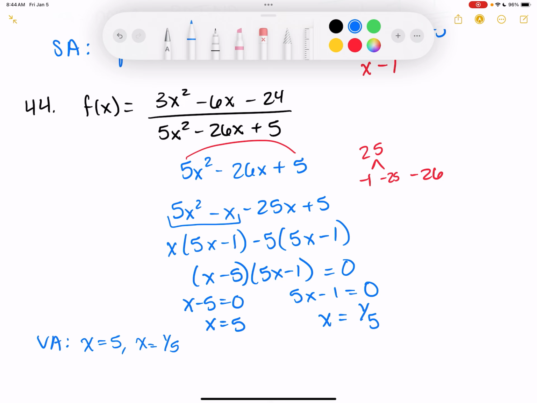Well, it's going to be y equals, but in the original, to find the horizontal asymptote, what am I looking for? Top one. Sort of. Which one is that? Negative 24. So 3x squared on the top. What about the bottom? 5x squared. Yep. So I care about the highest powered x terms.